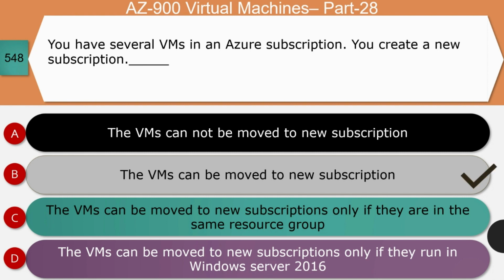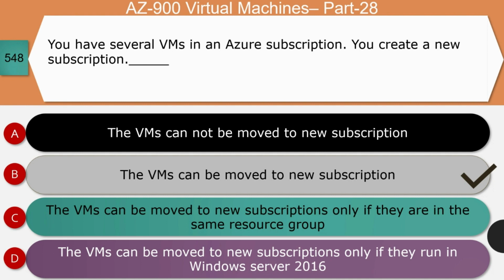Let's see the reason. You can move a VM and its associated resources to different subscription by using Azure portal. Moving between subscription can be handy if you originally created a VM in a personal subscription and now you want to move it to company subscription. It's important to note that before moving the VMs to a new subscription, you need to deallocate the VMs and take generalized snapshot of VMs. Then move the VHD files to the new subscription and then create a new VMs from the VHD files.